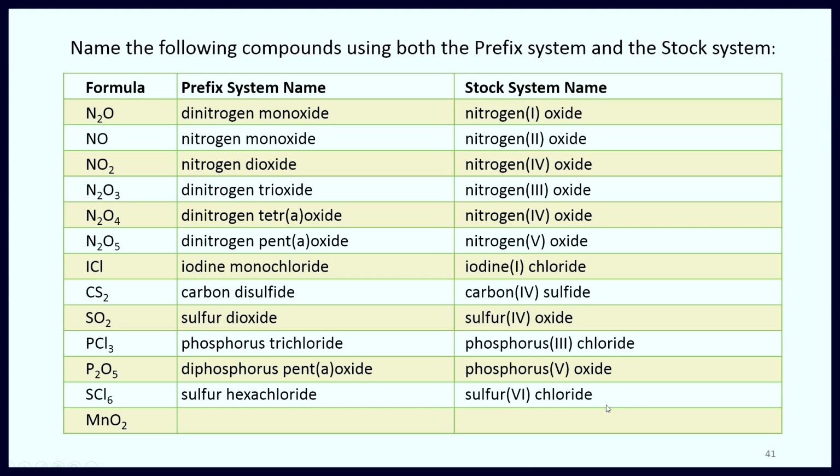And here's one example of an ionic compound named by the prefix system. It shouldn't really be done, but it is in popular use, so I present it here. No problem. It's manganese dioxide. The proper name is manganese(IV) oxide.